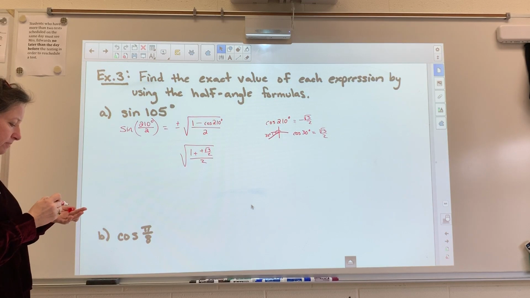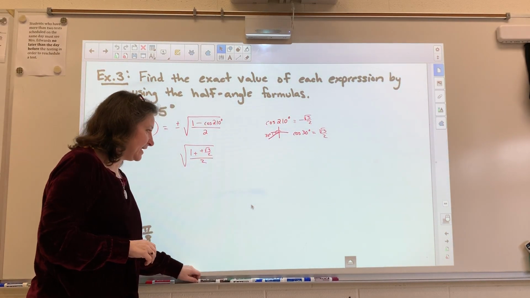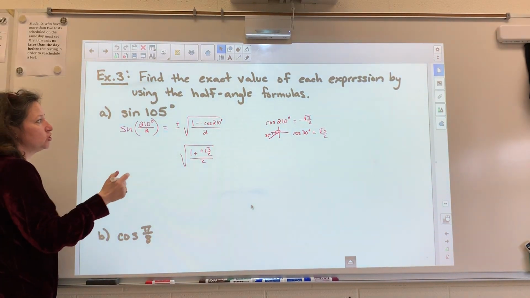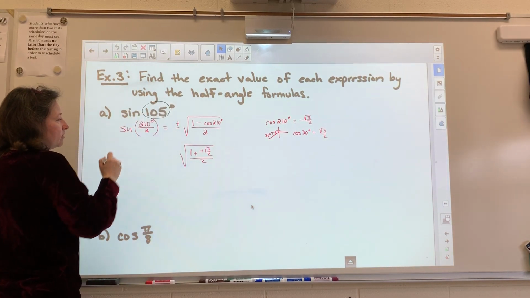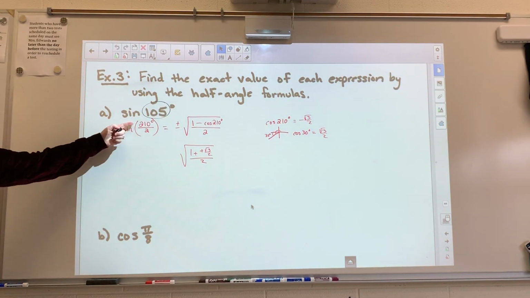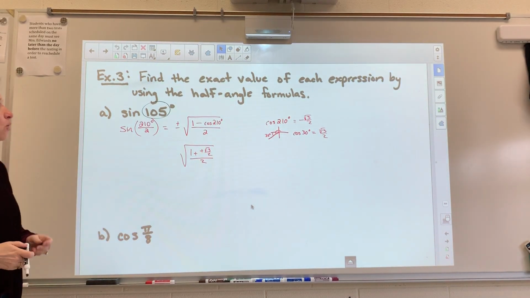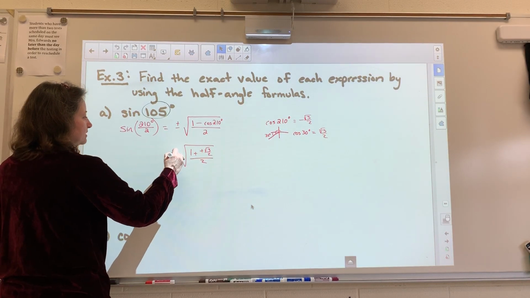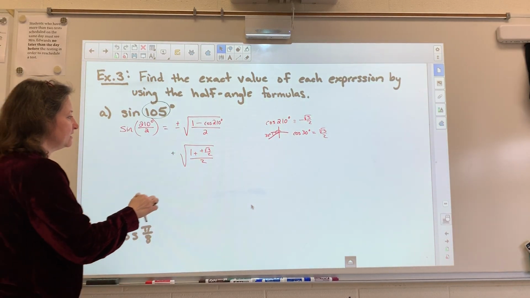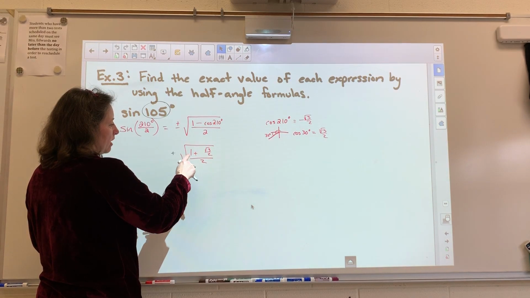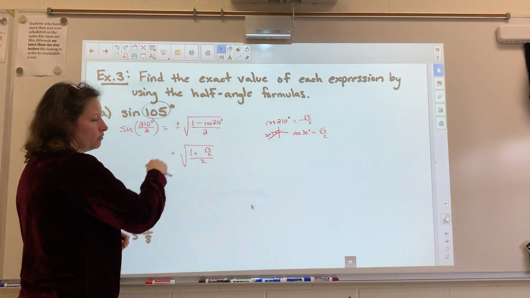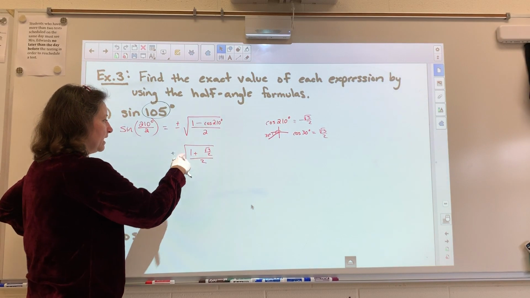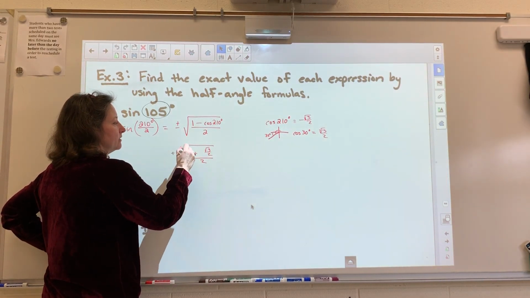Then I have to decide about the positive or negative out front. It is based on the original angle. Where is your half angle? 210 divided by 2 is 105. Where is 105 located? In the second quadrant. What is sine in the second quadrant? It will be positive. So this is going to be positive. And then I just need to clean this up some. So we've got 1 plus root 3 over 2 over 2. What's wrong with this? It's complex. What can I multiply the numerator and denominator by? 2.